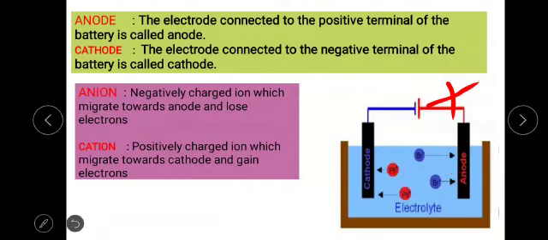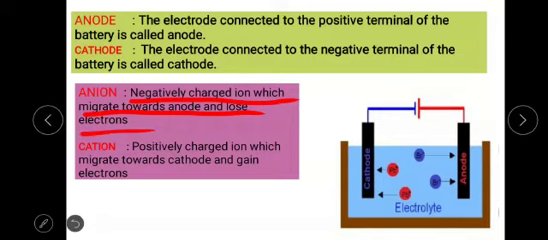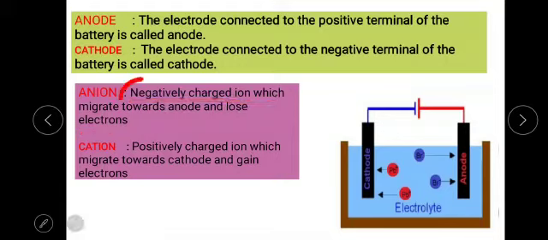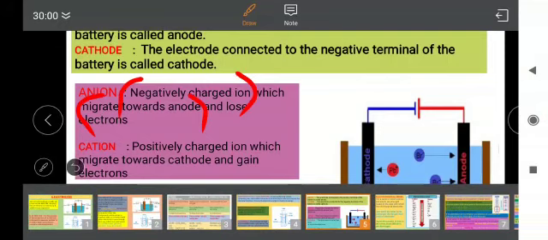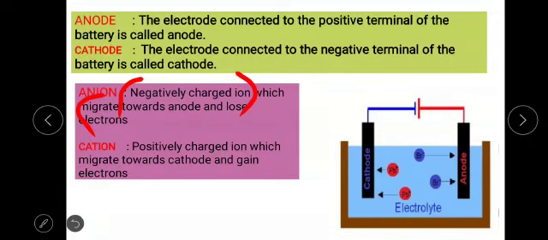Let us see the definition which is given here. The negatively charged ions which move towards the anode and lose electrons, we call anions. The losing and gaining of electron concept I will explain in the coming pages when we discuss electrolysis in detail. The first thing you have to learn here is that an anion is a negatively charged ion which is migrating, moving towards the anode. We call it anions.